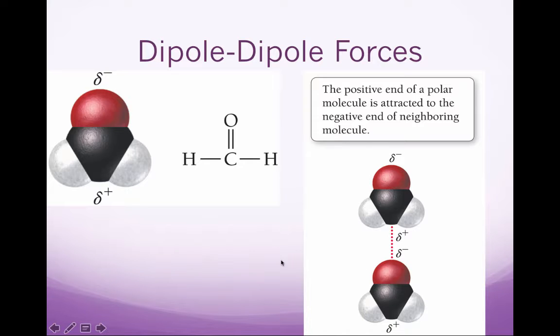So if we look here at acetone, here is the structure of acetone. Here's carbon, oxygen, hydrogen. This is a polar molecule. This side is partially positive and this side is partially negative because oxygen is more electronegative than carbon. So the positive end of a polar molecule is attracted to the negative end of a neighboring molecule. That means this oxygen side here of this acetone molecule is attracted to this carbon side of this acetone molecule. So positive is attracted to negative. And these are dipole-dipole forces.